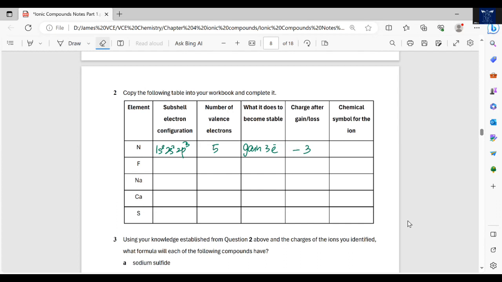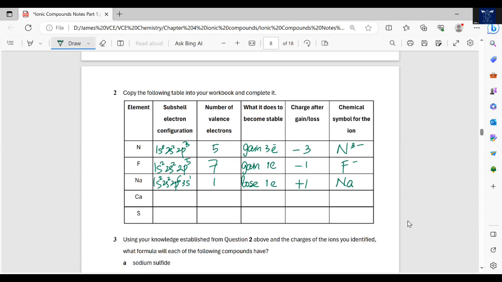Okay, fluorine is going to be 1s2, 2s2, 2p5, then 7 valence electrons. So you need to gain 1 electron. Sodium: 2s2, 2p6, 3s1. So the number of valence electrons is 1. You need to lose 1 electron. It's 1 plus.